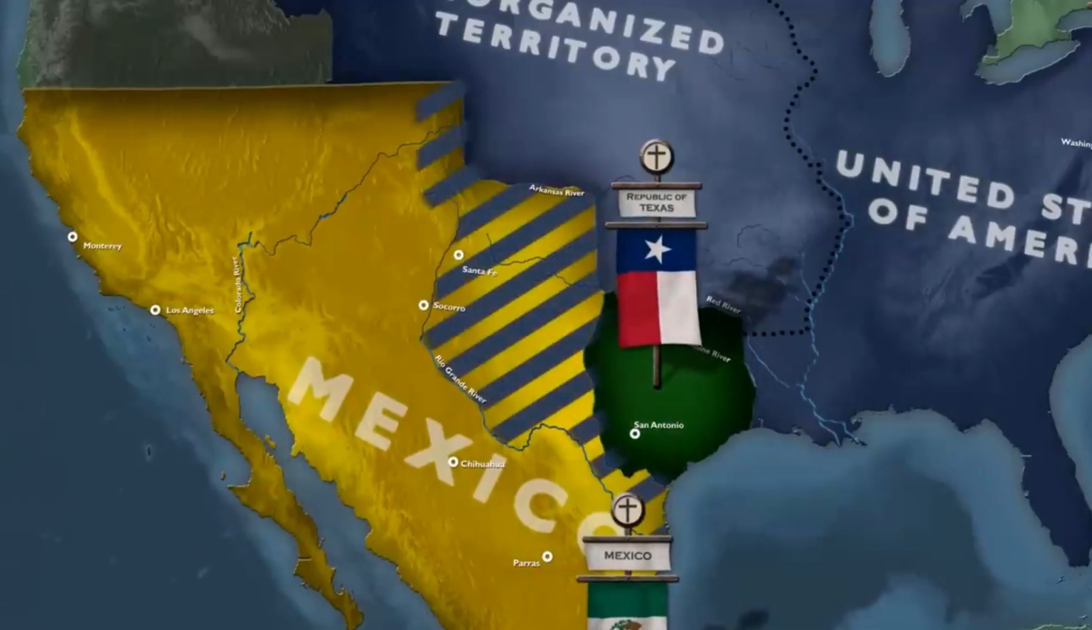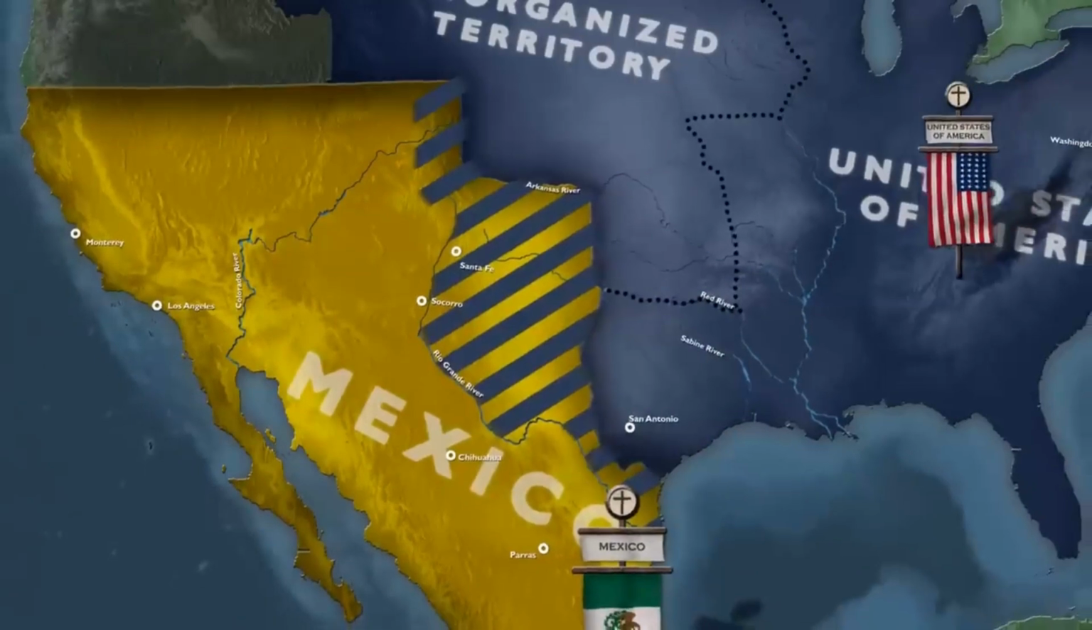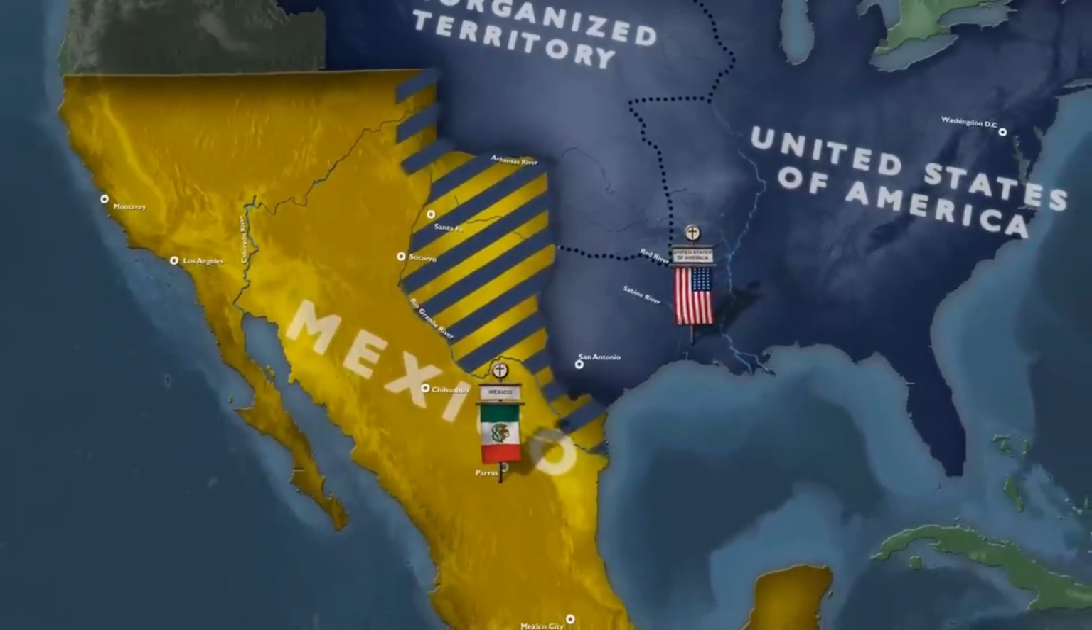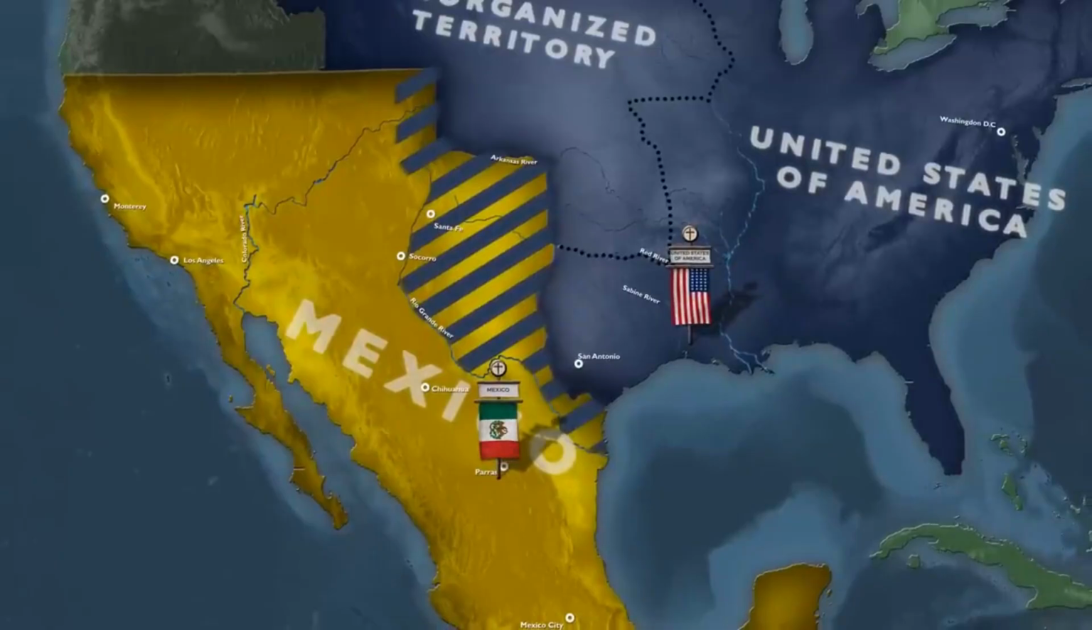One region in particular became a source of tension between the two nations: Texas. Throughout the 1820s and 1830s, increasing numbers of American settlers migrated into Texas, which was then part of Mexico. Over time, cultural, political, and economic differences between these settlers and the Mexican government grew more pronounced. The situation eventually erupted into conflict.